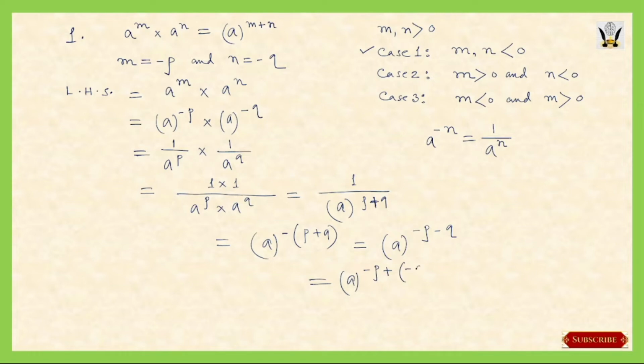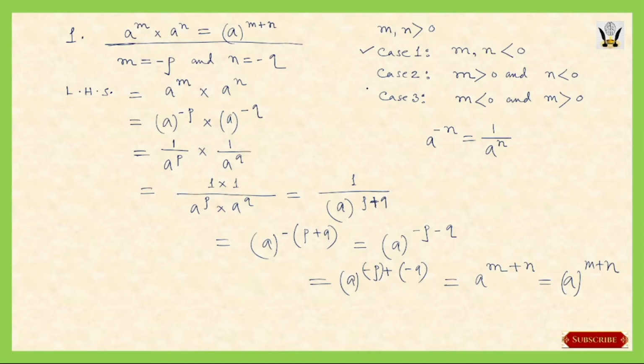Or we can arrange it this way, minus p plus minus q. So now if we put m in place of minus p that we assumed initially, and n in place of minus q, finally we are again getting a to the power m plus n only. So whether the exponents are positive or negative, it will follow the same rule, the first rule that we learned already. Now this I have proved when both the exponents were negative.